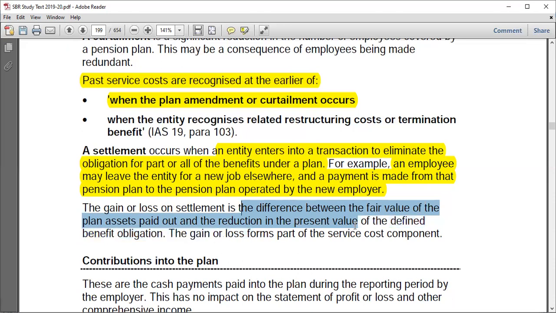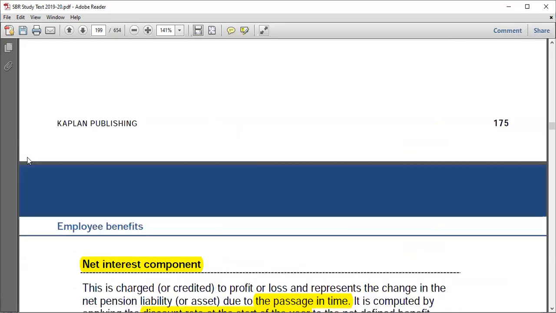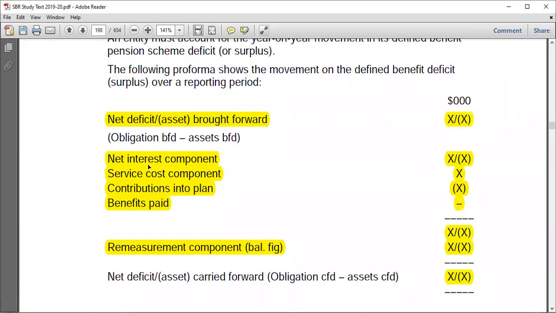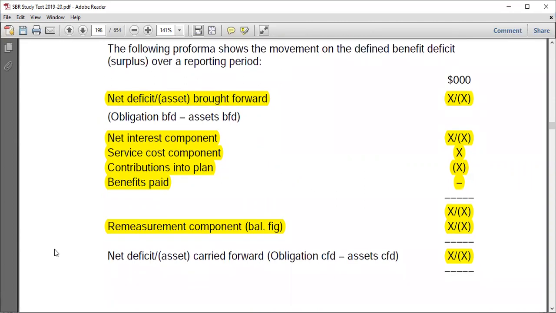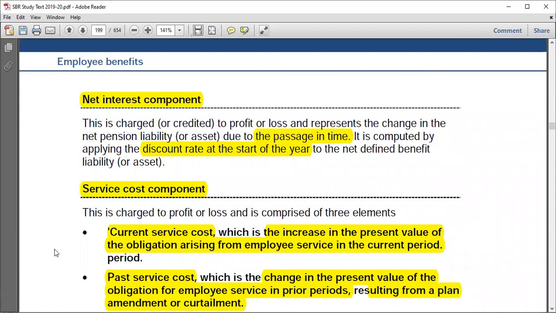So the gain or loss forms part of the service cost component. That's why for that service cost, it could be the current service cost, it could be the past service cost, it could be the settlement. And that's why you didn't see that word settlement when I was writing there, or when this one was shown here. That settlement enters here, right? Settlement enters the service cost component. So whether you have the settlement or the curtailment, whatever, it enters into the service cost component, right?